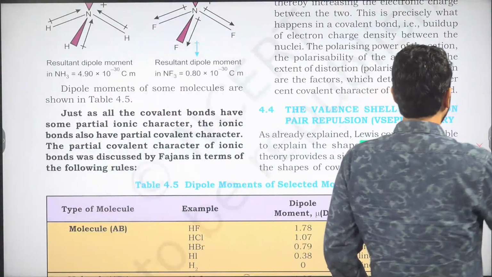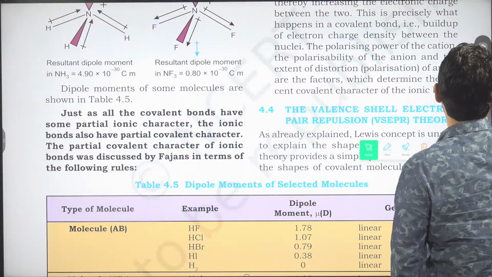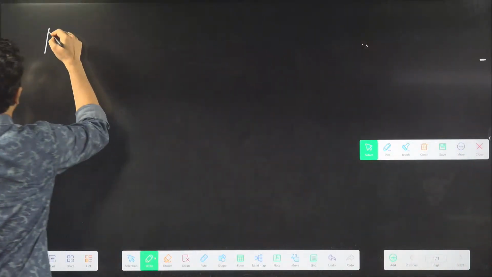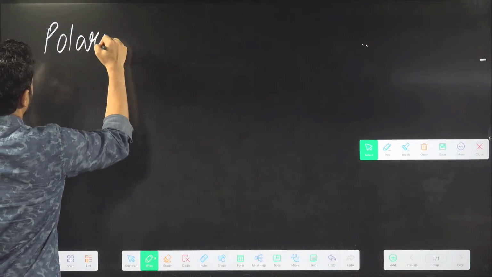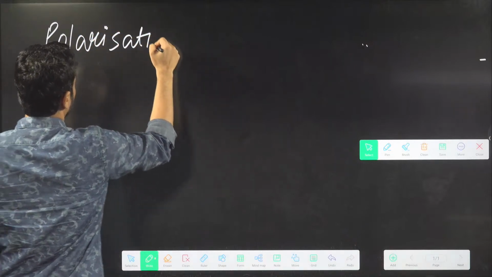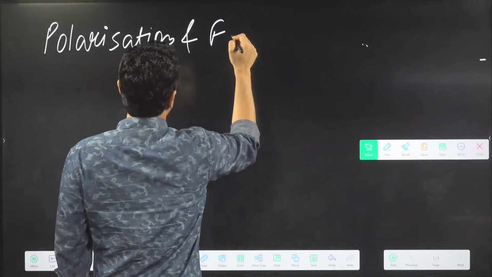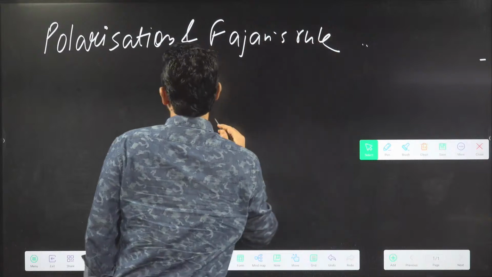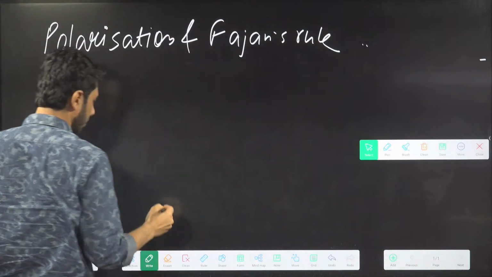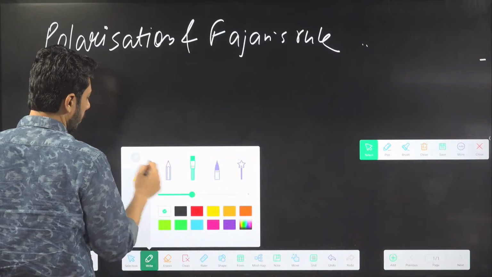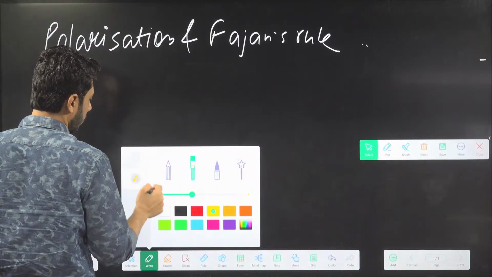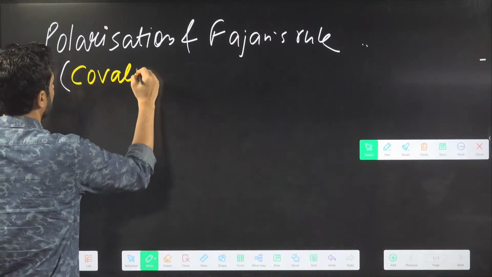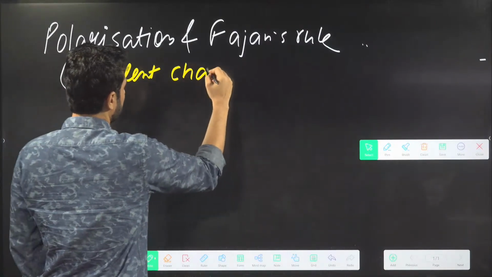Now I am changing the background and going to the slide. So you will mention in the notes: polarization and Fajan's rule. And basically we talk about covalent character.